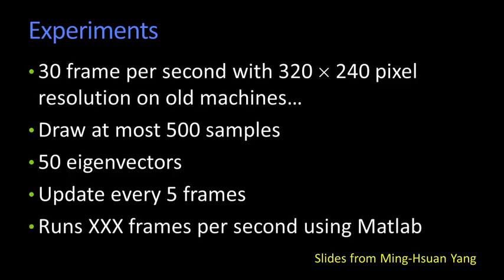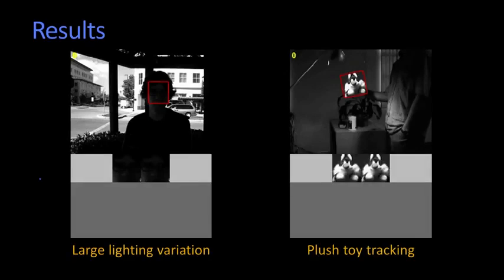It runs at XXX frames per second using MATLAB, where XXX is going to be more than 2 and less than 90,000. So it's in there somewhere. Depends on how fast your computer is. So here's some results that they show you.